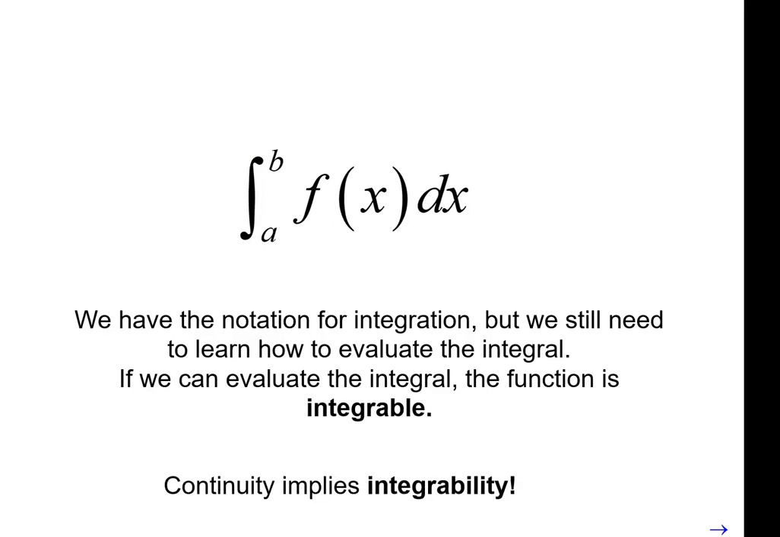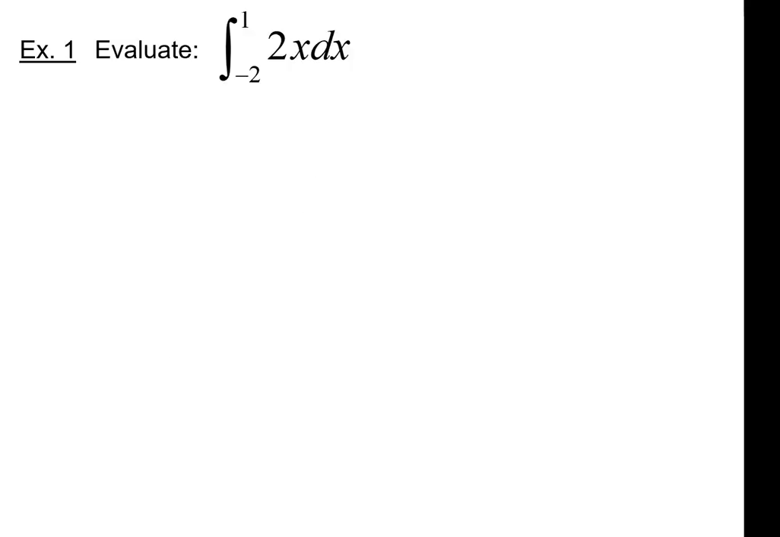So we have this notation for integration, but we still need to learn how to evaluate the integral. And we'll talk more about how to evaluate the integral as we go through this chapter. For now, we're going to continue to use those limits and those rectangles that we talked about in the previous lesson. A little vocabulary: if the integral can be integrated, we call it integrable, which is kind of a funny word. As long as a function is continuous, that implies that it's integrable. So as long as we have continuity, we can integrate under the curve to get the area under the curve from a to b.